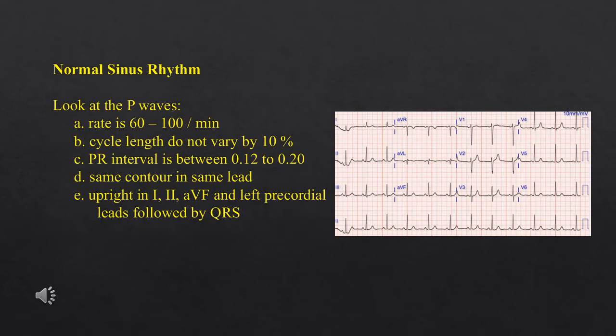Normal sinus rhythm is characterized by a normal-looking P wave with a rate of 60 to 100 beats per minute. The cycle length does not vary by more than 10%, and the PR interval should be between 0.12 to 0.20 seconds. Your P wave should be upright in lead 1, lead 2, AVF, and left precordial leads, and should always be followed by your QRS.